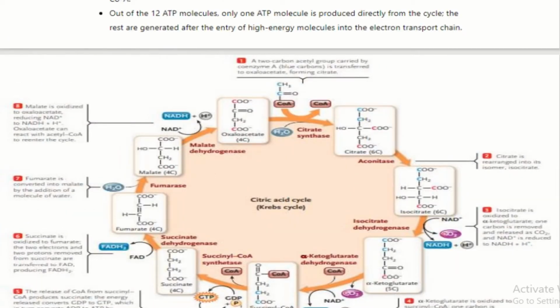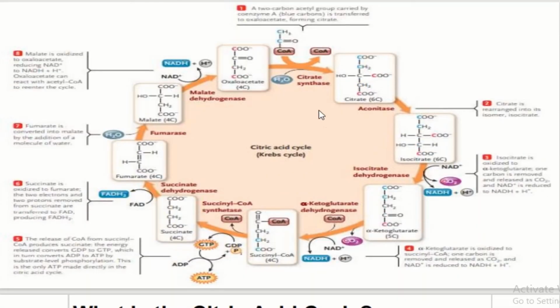In the citric acid cycle, step number 1, a 2-carbon acetyl group carried by coenzyme A is transferred to oxaloacetate, forming citrate. Citrate will rearrange into its isomer to form isocitrate. Then isocitrate is oxidized to alpha-ketoglutarate. One carbon is removed and released as carbon dioxide, and NAD+ is reduced to NADH and hydrogen.